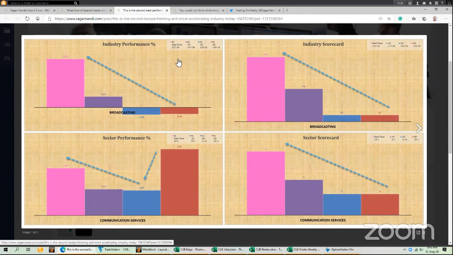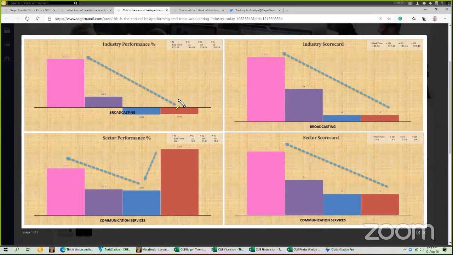I created these graphs from QEdge. Broadcasting industry was up sharply. The pink color is the real-time performance. It was up very much. And industry score was also showing that it was up very much.